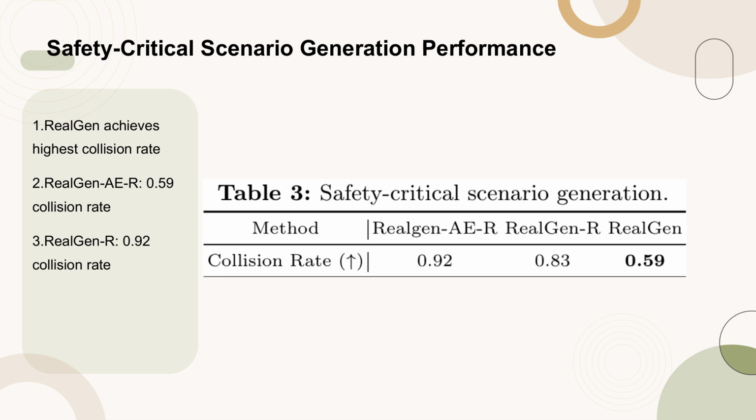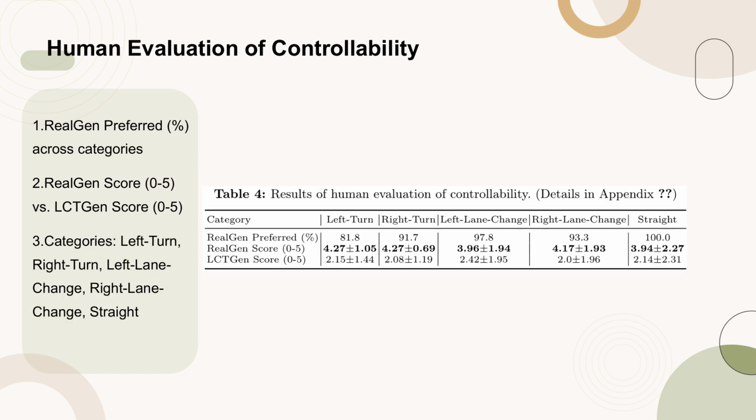Table 3 presents the results of safety-critical scenario generation methods. RealGen demonstrates superior performance with a collision rate of 0.83, significantly higher than the baseline's RealGen AR, 0.59, and RealGen R, 0.92. This indicates that RealGen is more efficient in generating scenarios with higher likelihood of collisions, showcasing its effectiveness in safety-critical scenario generation.